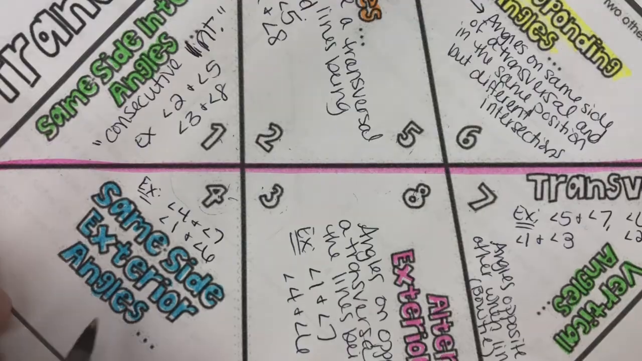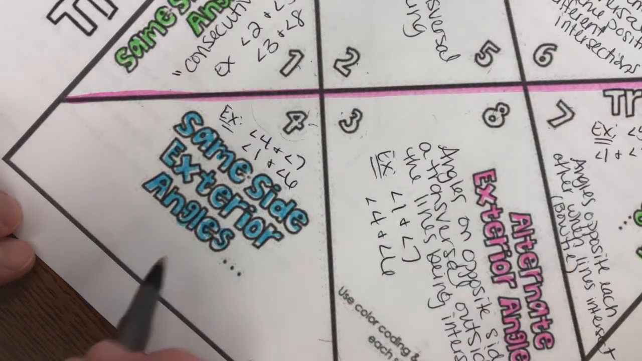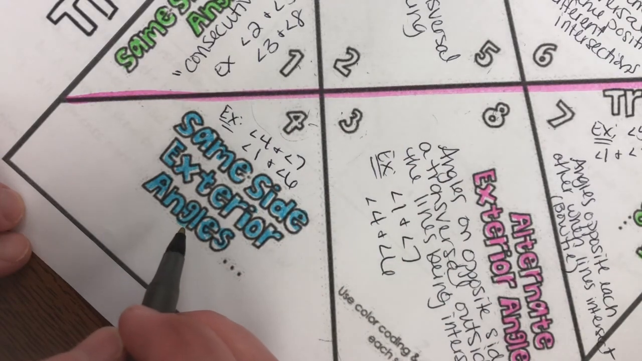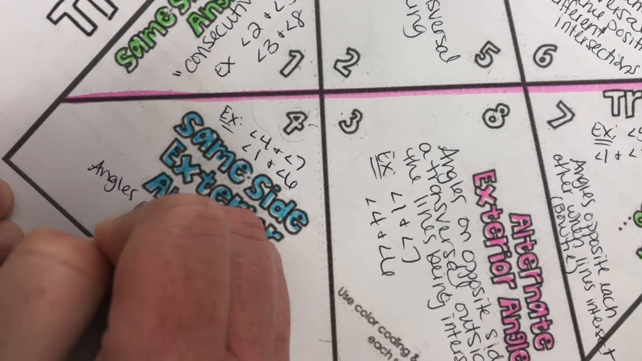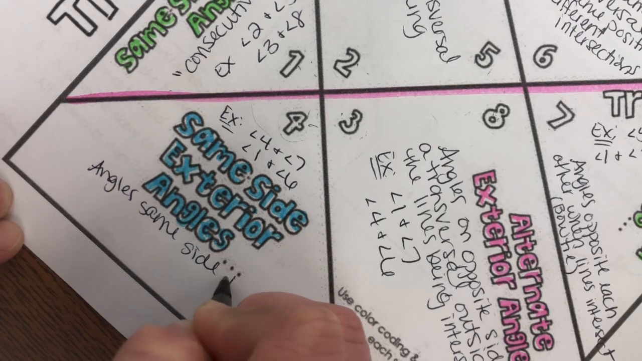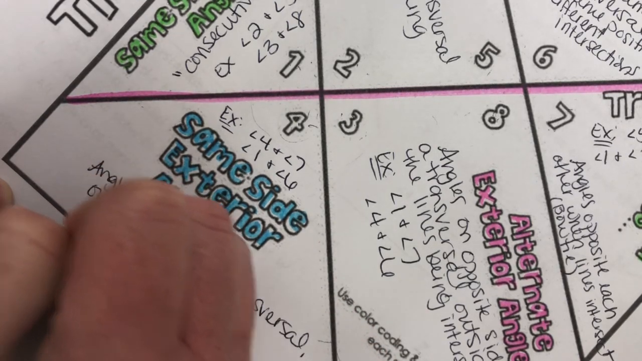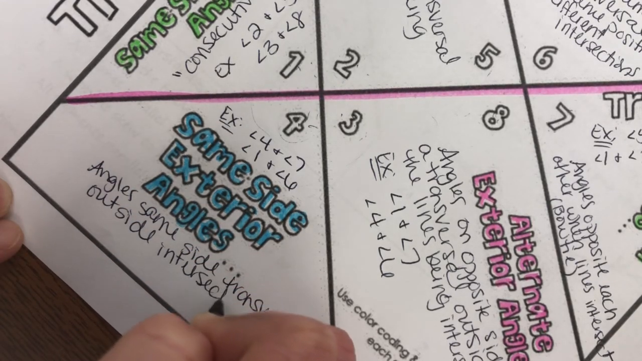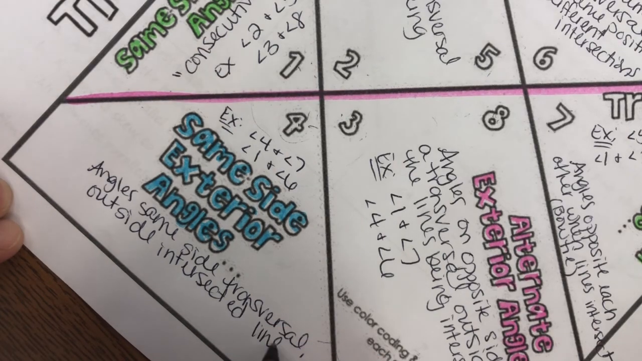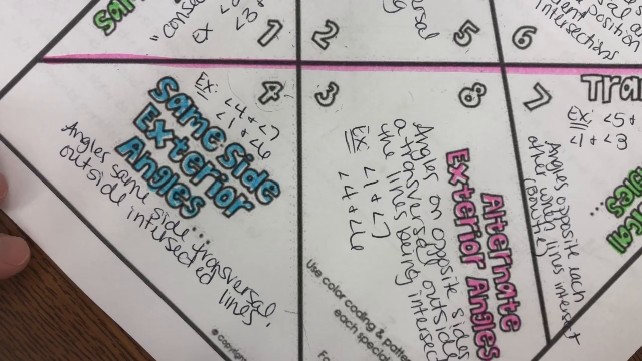And same side exterior angles are, it's kind of like the alternate interior angles or alternate exterior angles, but they're angles on the same side of a transversal, outside the intersected lines. All right, so that's all of our angle relationships that we are going to be talking about.